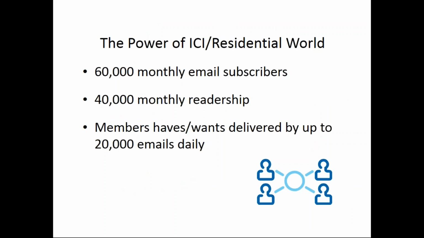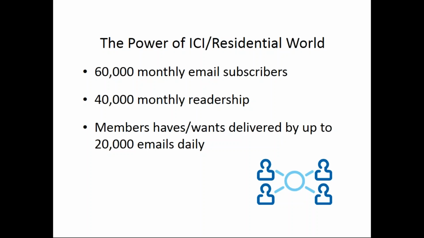Now, the power of what we're doing here: we have many email subscribers that we send out to monthly. We have a monthly readership that varies from 30 to 40,000 people monthly. We don't know the exact figure because it's IP addresses that we're measuring. These are unique IP addresses that are visiting on a regular basis. In addition, when you post information on ICIWorld, 20,000 emails go out every single day, being delivered to the industry. You can subscribe to these absolutely free.